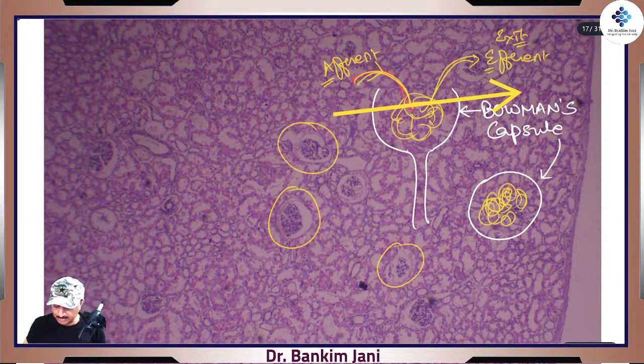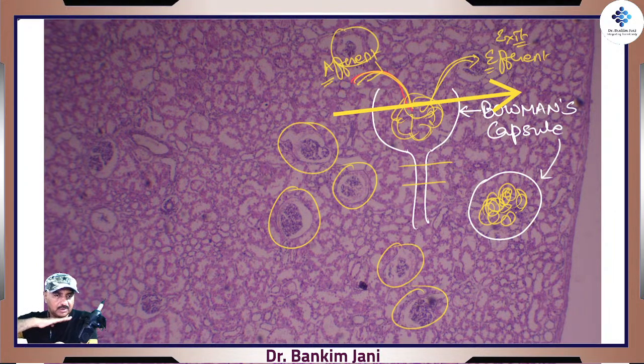That's the Bowman's capsule. This one is the Bowman's capsule. This one is the Bowman's capsule. Now suddenly we see that there are so many Bowman's capsules. But then what is the rest of the area? Sections are taken even at this level. So these are all collecting tubules. Surrounding that, the collecting tubules are also shown, because the section is taken for the whole kidney.